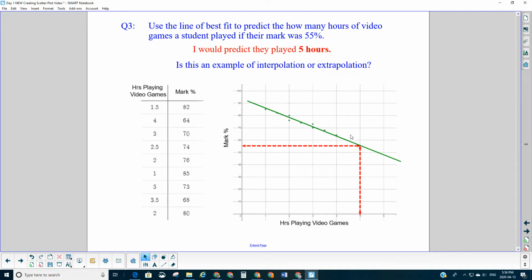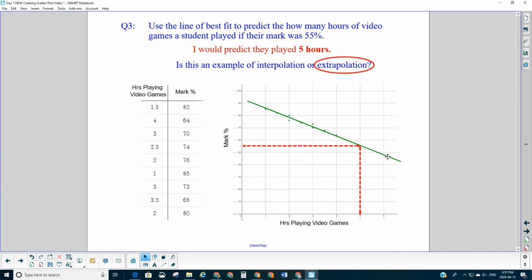Okay, and since we're looking outside the given range of data, this isn't something we could have predicted by looking at the graph or the table of values here. We look at this relationship and go outside the data, and this would be extrapolation.